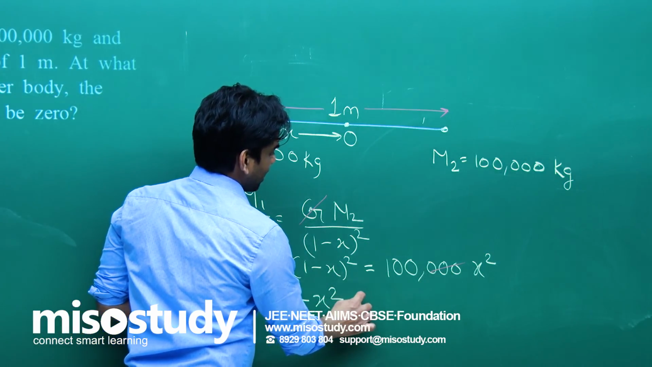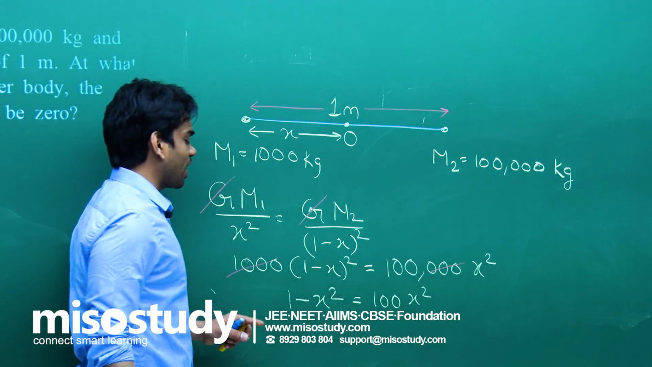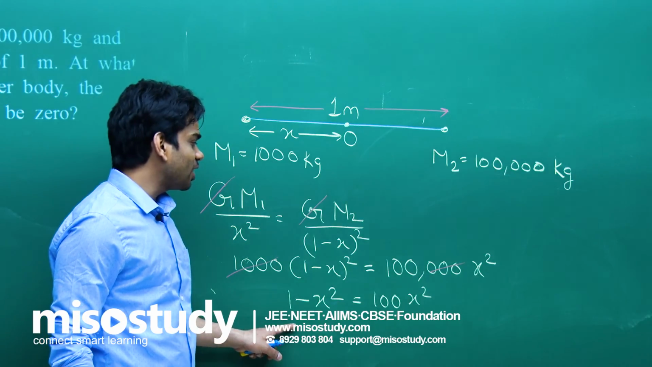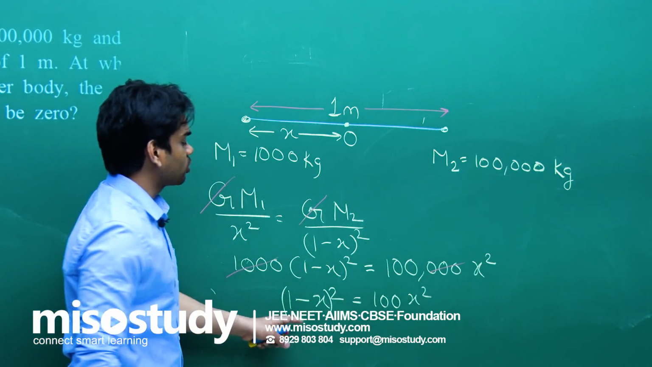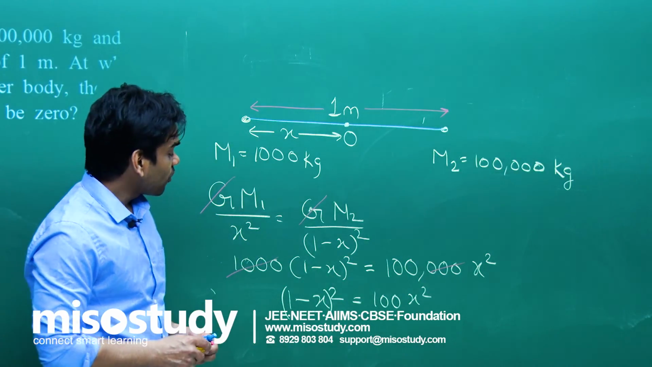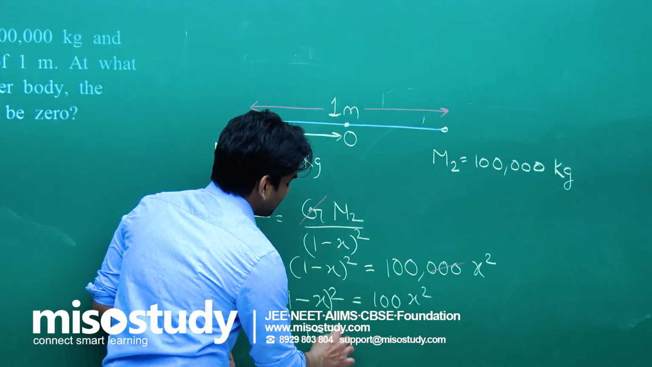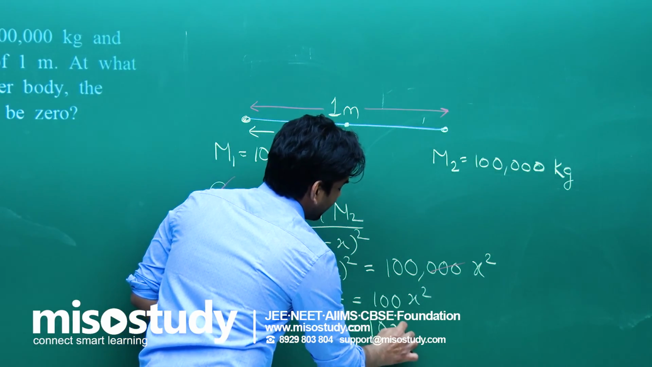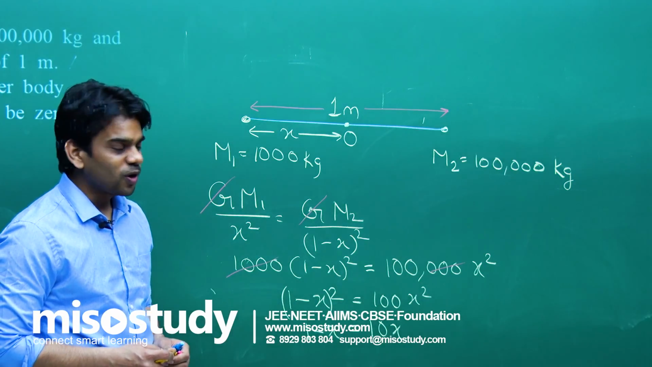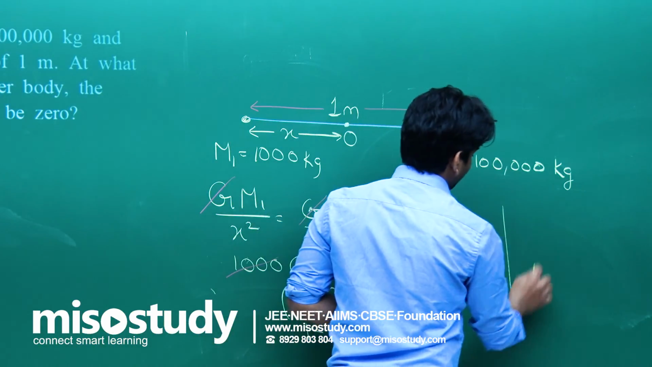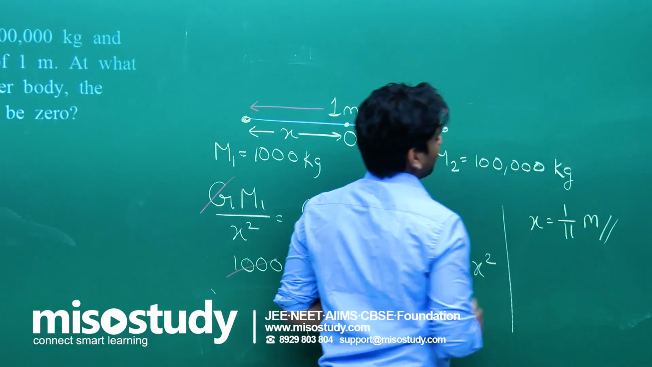(1 minus x) square is equal to 100x square. From here you try to observe, you will be getting an equation (1 minus x) whole square. Just a minute, it's (1 minus x) square is equal to 100x square. If you take square root, you will be getting 1 minus x is equal to 10x, so 1 is equal to 11x, x equal to 1 by 11. So I am writing here x equal to 1 by 11 meter, that's the right answer.